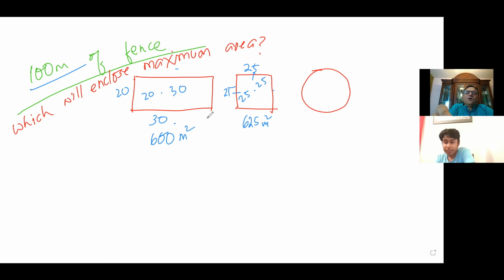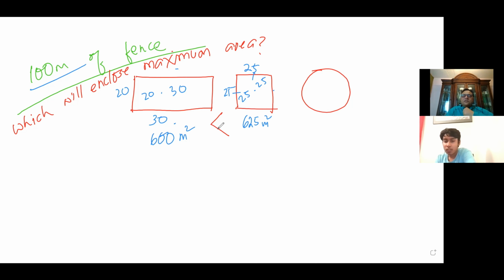Yeah. So from here, we know that the area enclosed by the square will be better. So if you want to use that fencing, you could use it in a square that will give you a very high area than any other rectangle. You get the idea? Yes, sir.